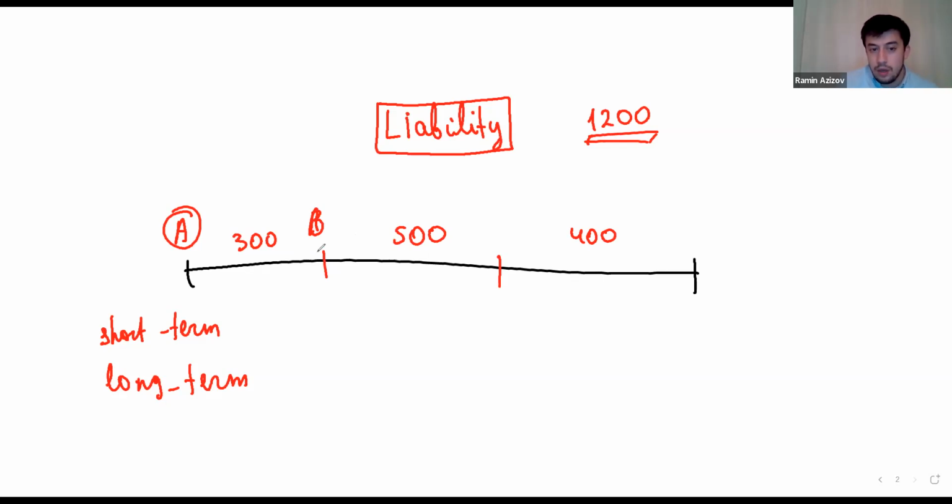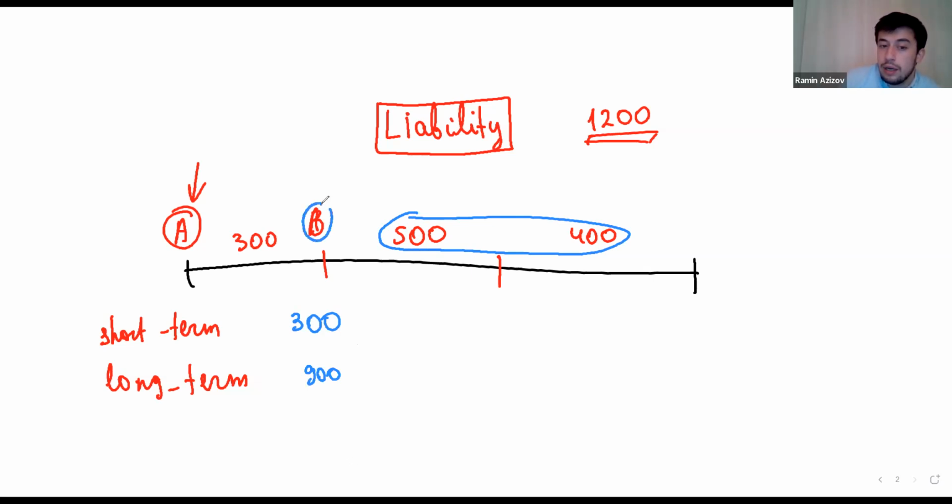Here, for point A, your short-term liability is 300. Why? Because a short-term liability is the liability that you have to pay within the next financial year, at the point when you prepare your financial statement. Your long-term liability is the sum of 500 and 400. It gives you 900.